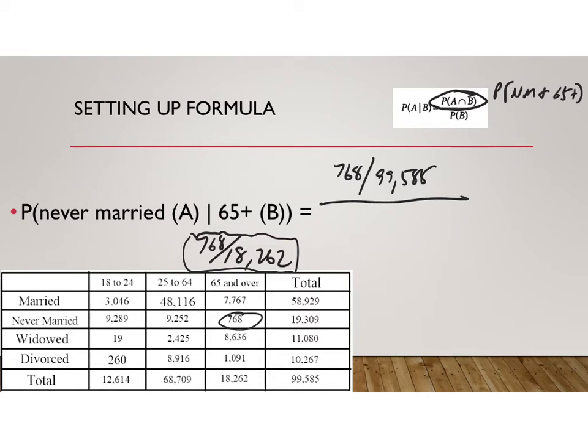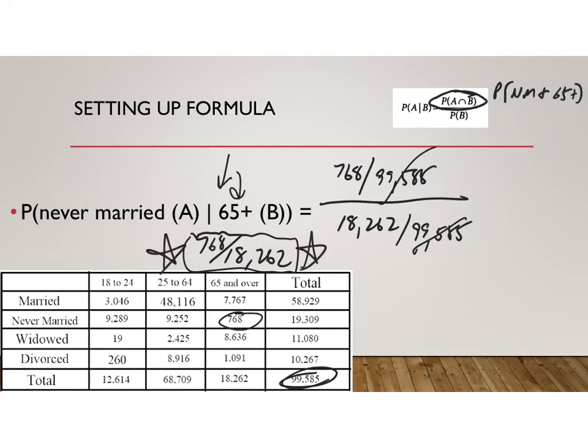The denominator here would be just B, and B is denoted here as the second one, which is the 65 plus. And so the probability that somebody's 65 plus is 18,262 out of the total. Again, we always use 99,585 as the total unless we have a conditional like we did in the left side of the formula, where the conditional changed our denominator. But as you can see, now we squash out the denominators again, and we get 768 out of 18,262, which is exactly what we were supposed to get.